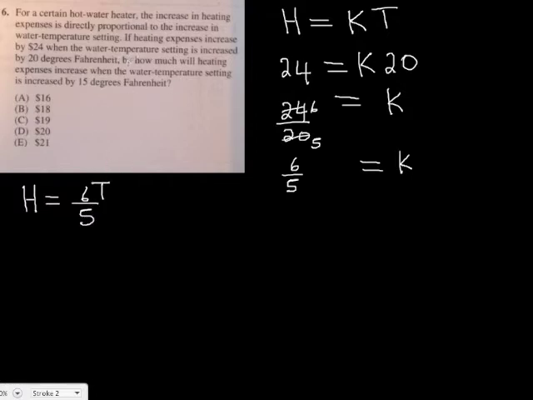Now we can answer the question. By how much will the heating expense increase? And we remember H is the heating expense for us when the water temperature setting is increased by 15 degrees. So just simply keep the K. T changes to 15. You can simply reduce this, and the answer is 18. B.